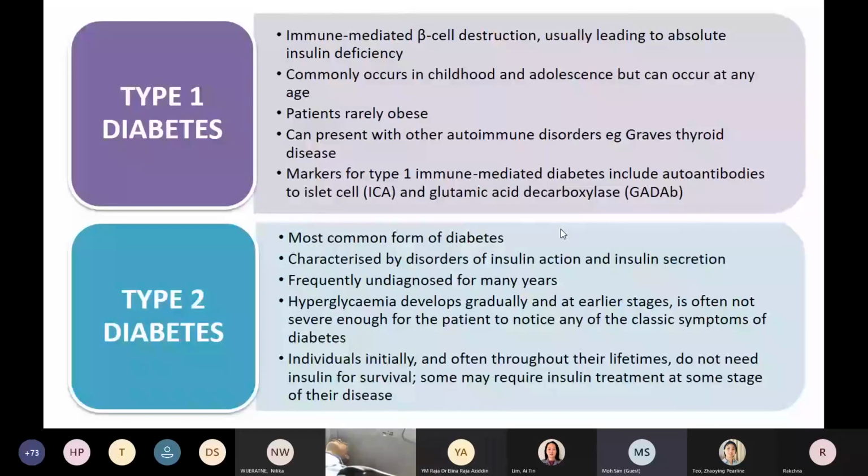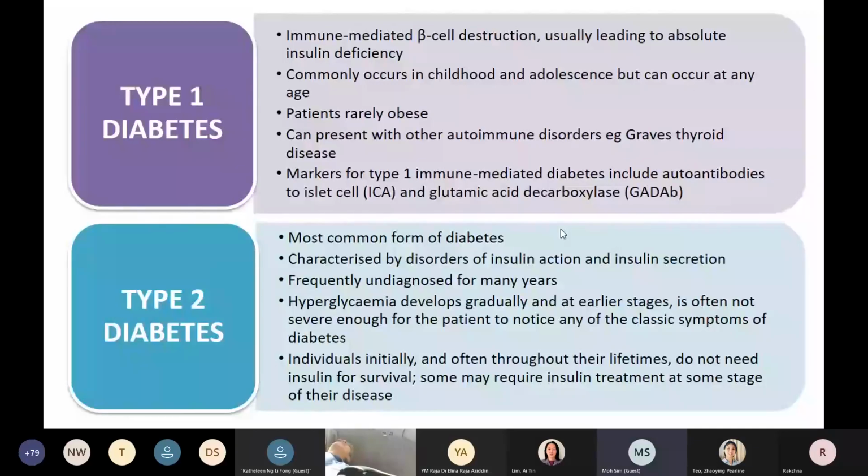The more common type of diabetes is actually type 2 diabetes. And in type 2 diabetes, the issue is insulin. There's actually a disorder of insulin action and insulin secretion. Type 2 diabetes is frequently undiagnosed for many years, and that is because hyperglycemia develops gradually and at earlier stages is often not severe enough for the patient to notice any of the classic symptoms of diabetes. Type 2 diabetic patients usually do not require insulin for survival, although at the latter part of their disease, they may require insulin treatment.